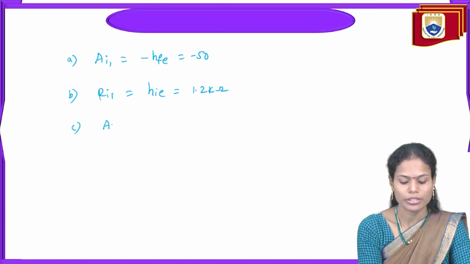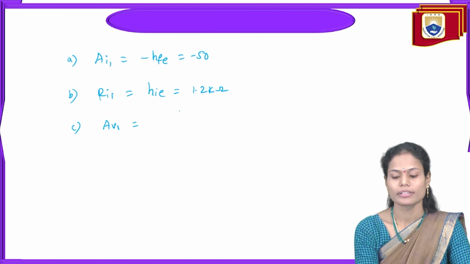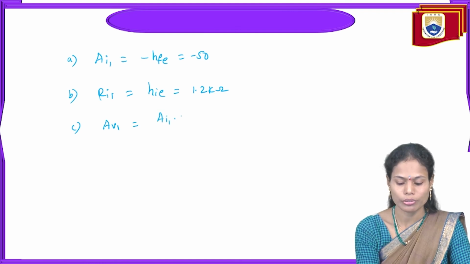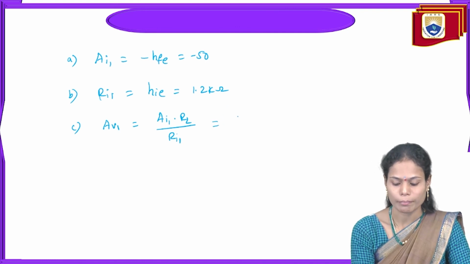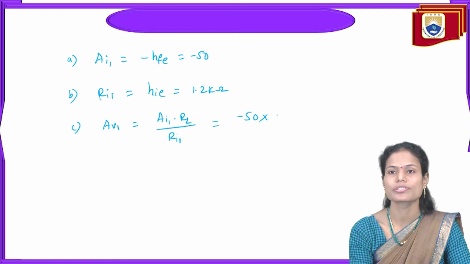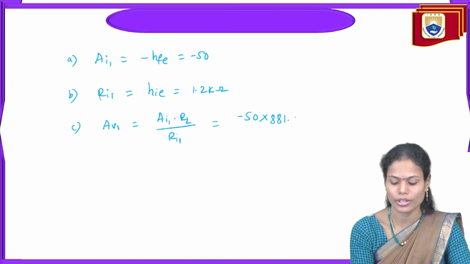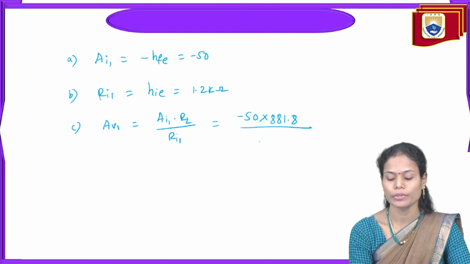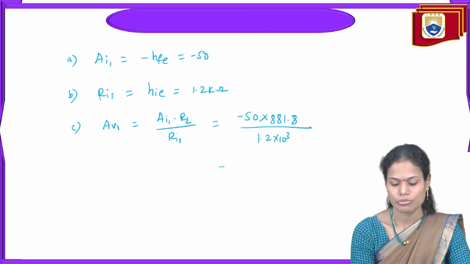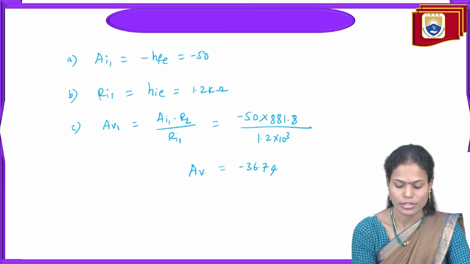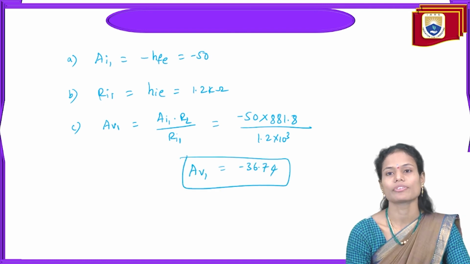And the third parameter is voltage gain, that is current gain into load resistance divided by input resistance. So the values are minus 50, load resistance is 881.8 ohms, and the input impedance is 1.2 into 10 power 3. So this is minus 36.74, the voltage gain of the first stage.